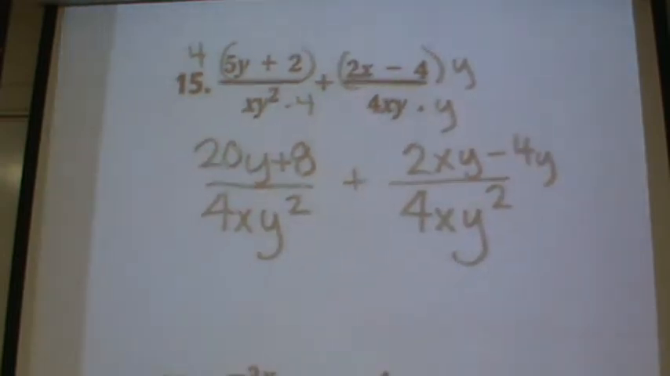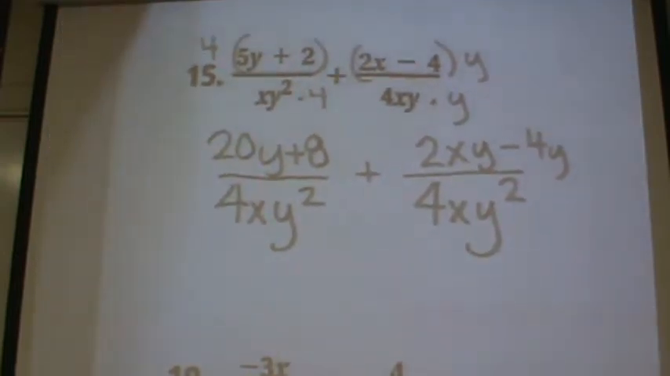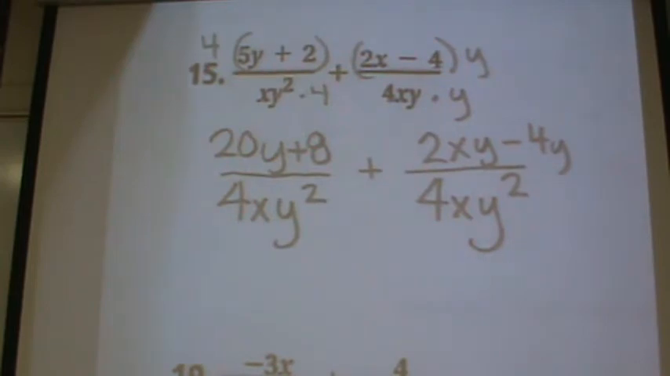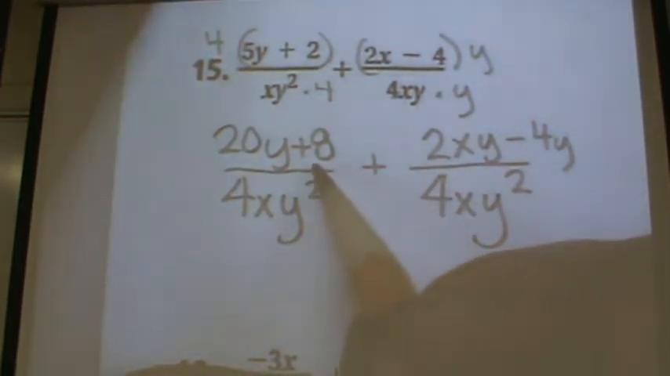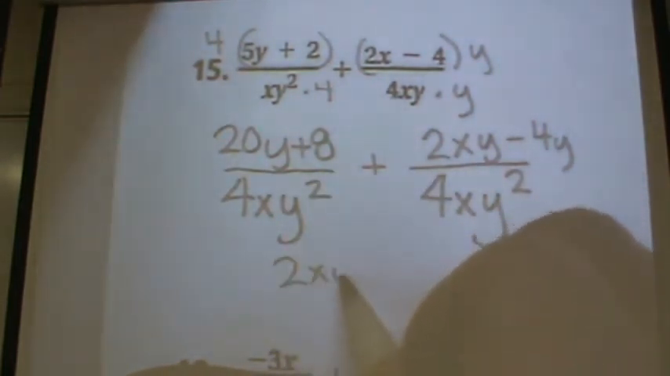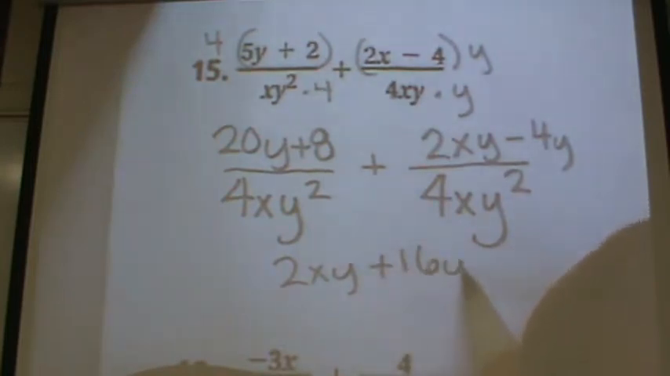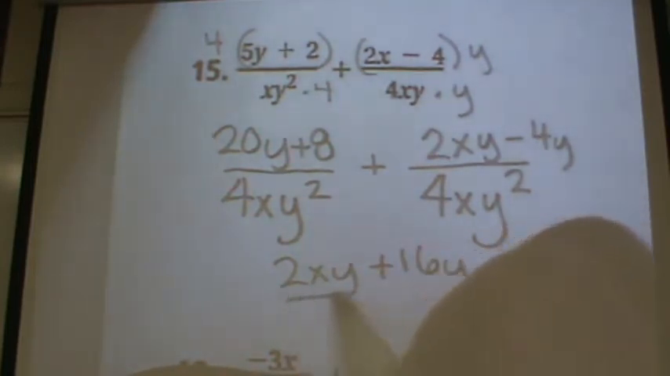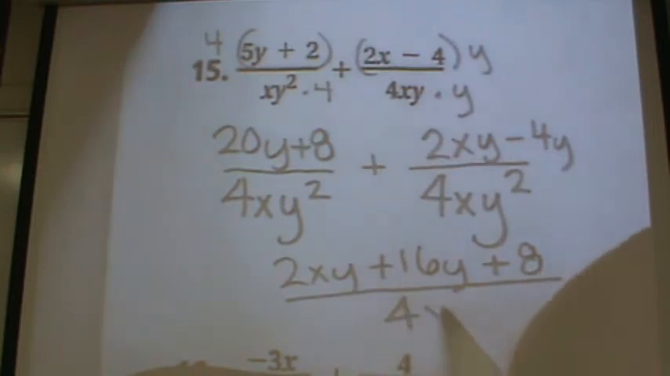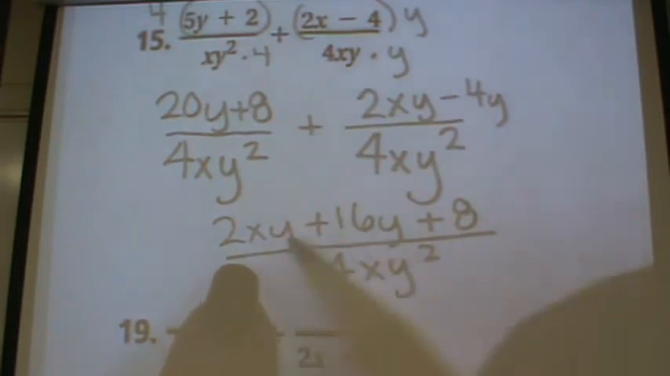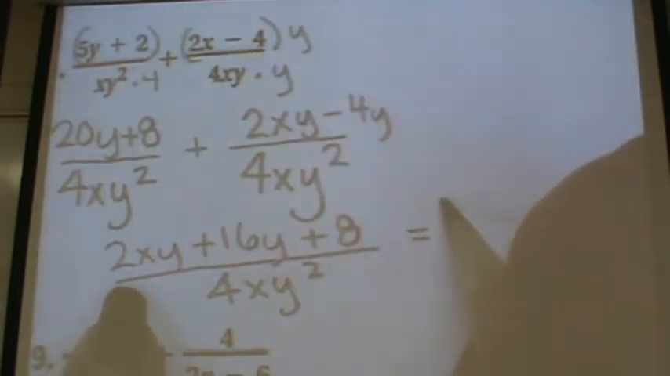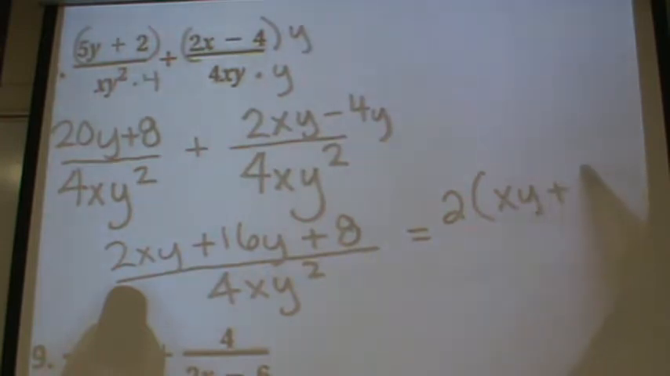It's kind of a weird problem, isn't it? And what do you get when you add your numerator? You get 2xy plus 16y plus 8 over 4xy squared. Now believe it or not, you could pull a 2 out of this numerator. You could take a 2 out of the whole thing. Yeah, and that's what we're gonna do.